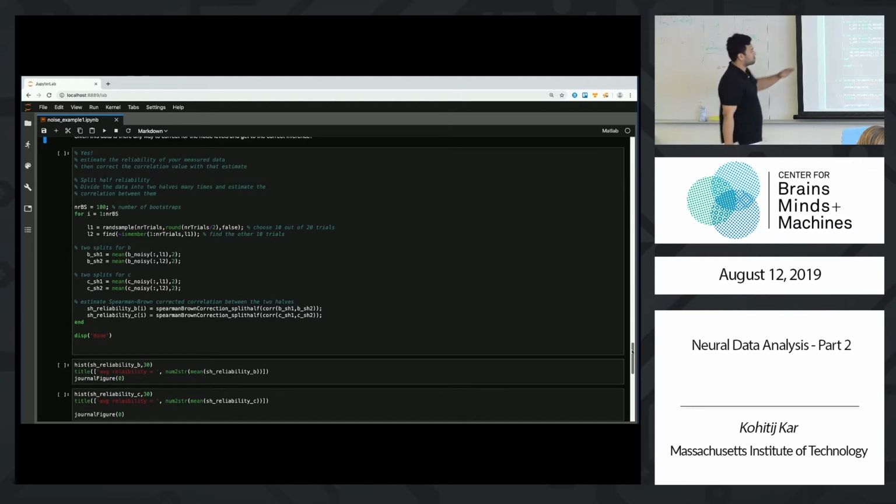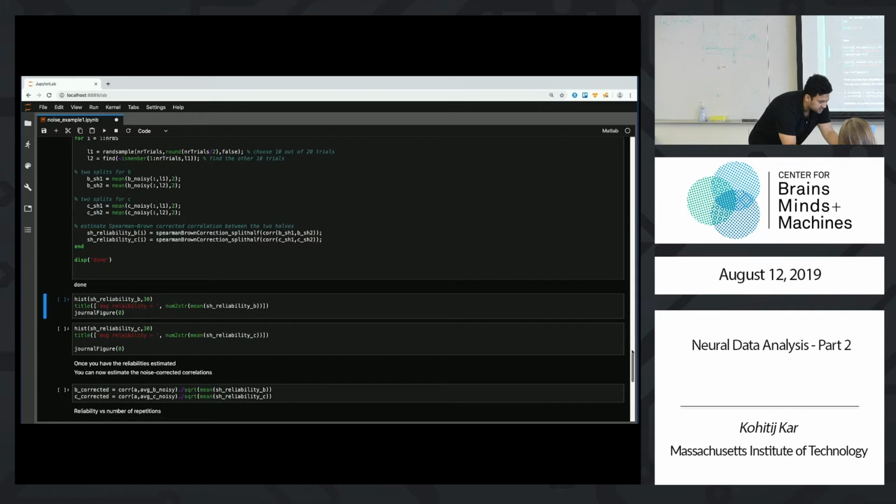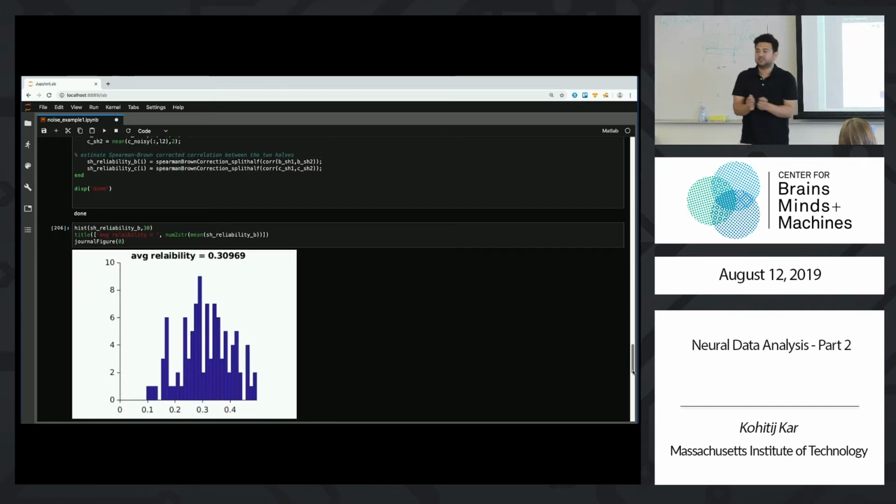So you can almost avoid this for now, but make sure that you use it when you are using this analysis. But this is basically estimating how correlated one half of my trials is with another random half of my trials. So you do this a bunch of times, you get some mean value, and let's see what happens. So I run this, it's done, and now I'm looking at the histogram of the reliability in estimates of B.